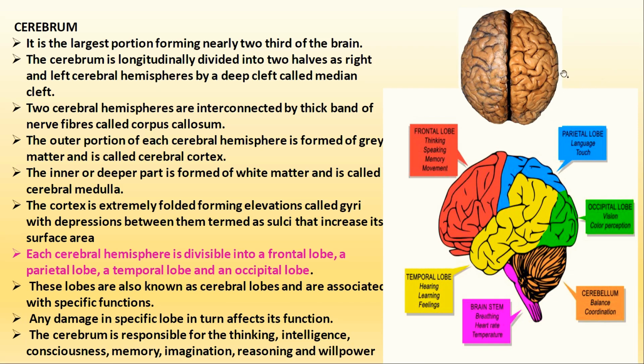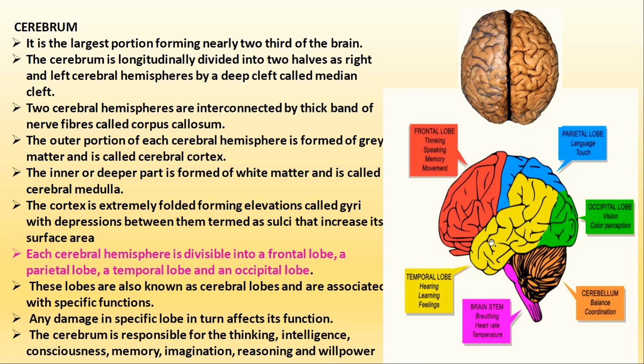So each hemisphere is divisible into frontal lobe, parietal lobe, temporal lobe, and occipital lobe. Red color is the frontal lobe, parietal is the blue color lobe, temporal yellow color, as well as occipital, here it is given as green color. So each cerebral hemisphere is divisible into four lobes: frontal, parietal, temporal, and occipital. These lobes are also known as cerebral lobes, and they are associated with specific functions. So any damage in a specific lobe in turn will affect that function.